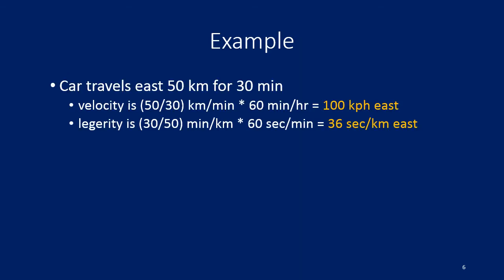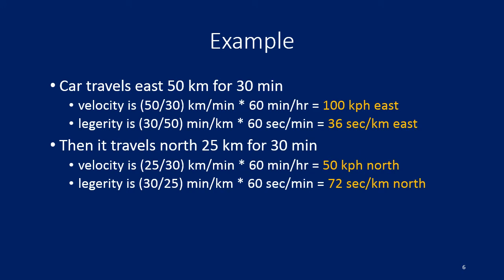Here's an example. A car travels east for 50 kilometers and then for 30 minutes. And so the velocity is 50 over 30 in kilometers per minute. And to make that per hour, we multiply times 60 minutes per hour to have 100 kilometers per hour going east. The legerity then is the inverse. It's 30 over 50 minutes per kilometer, and then 60 seconds per minute to convert it to 36 seconds per kilometer going east. So these are equivalent, different ways of representing it.